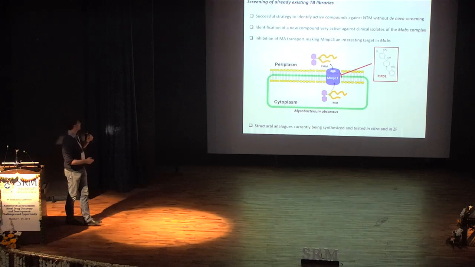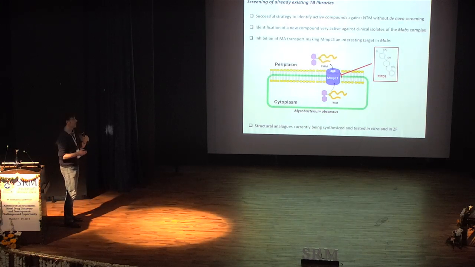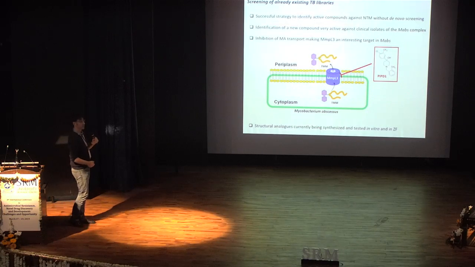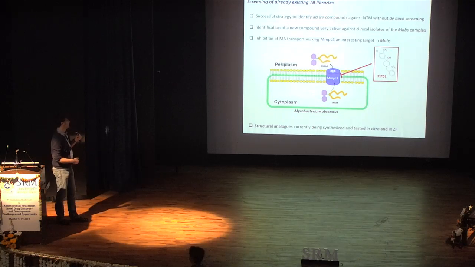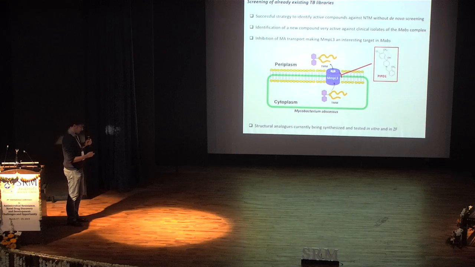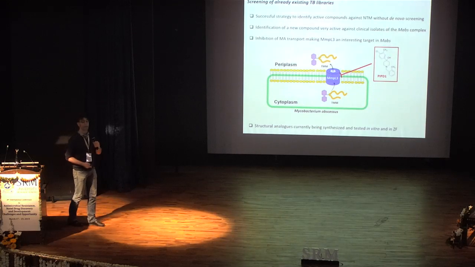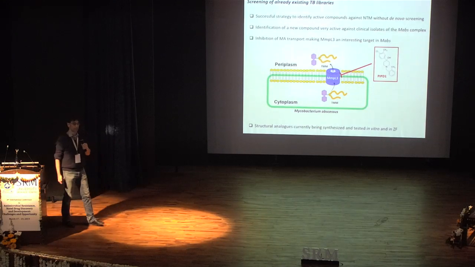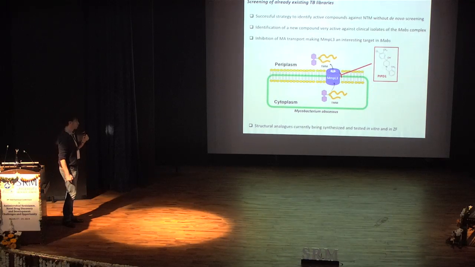So just to summarize this part of my talk, we have used an already existing TB library to identify a new compound very active against abscessus and show that it's active against clinical isolates and inhibiting MMPL3. And this prompted us to screen for other MMPL3 inhibitors.